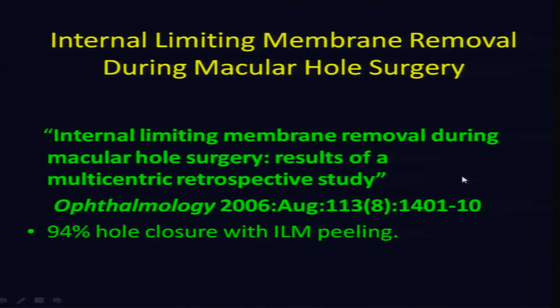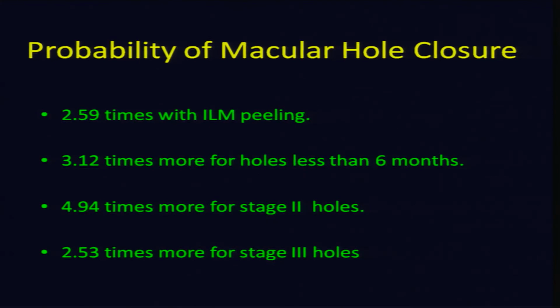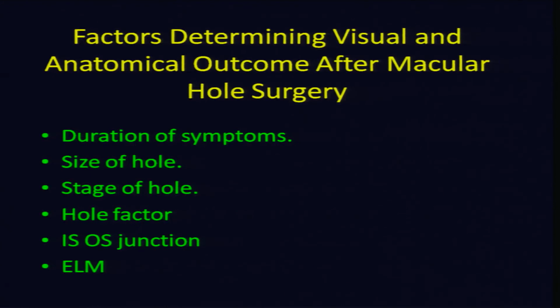Internal limiting membrane removal, 95% hole closure rate with ILM peeling. Probability of macular closure increases about 2.5 times and 3.1 times in holes less than 6 months, 5 times for stage 2 holes. So factors determining the final visual acuity, the functional and the anatomical visual outcome, would be duration of symptoms, the most important. If it's a very old macular hole, the results are not very good.